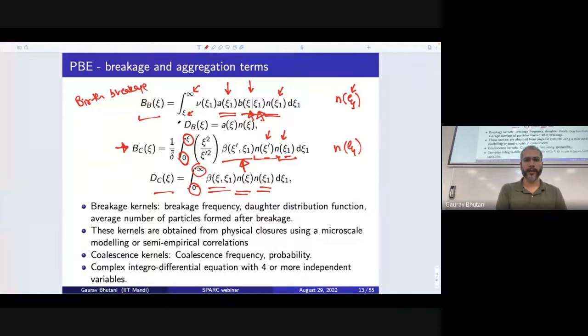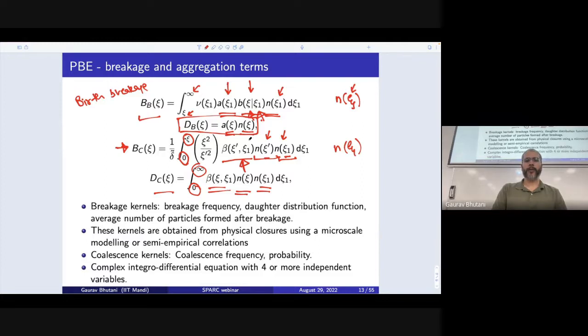And we missed one. That's the death of particle of size xi due to breakage. And that is very simple. A particle of size xi breaks because of some breakage frequency, and it is gone. So collectively, these two effects of coalescence and breakage bring four source terms into the population balance equation: the birth due to breakage, birth due to coalescence, death due to breakage, and death due to coalescence.